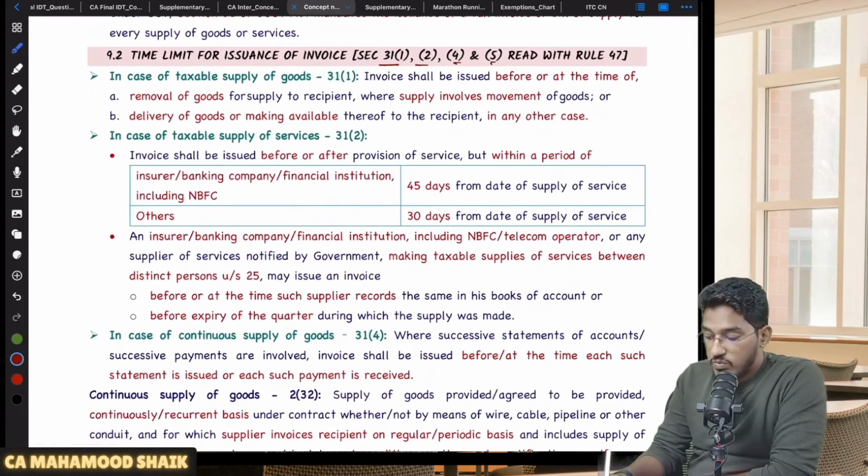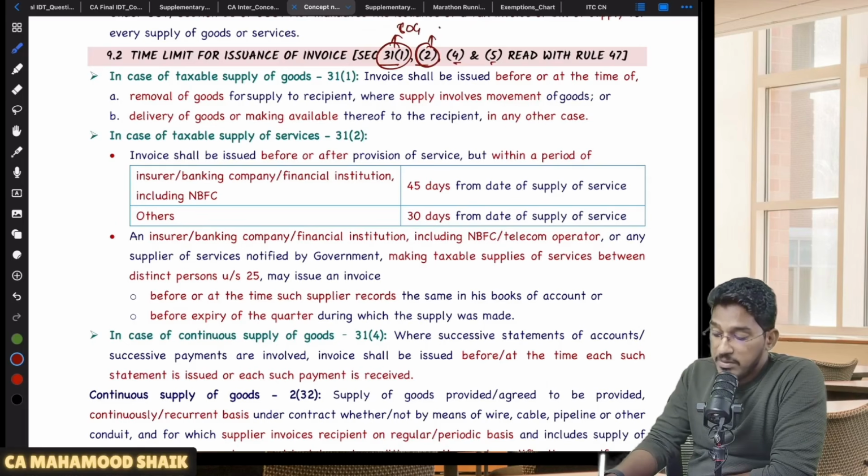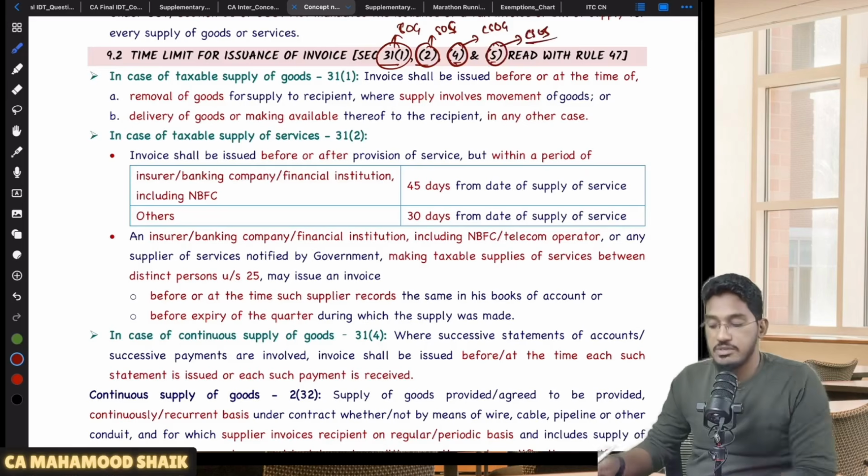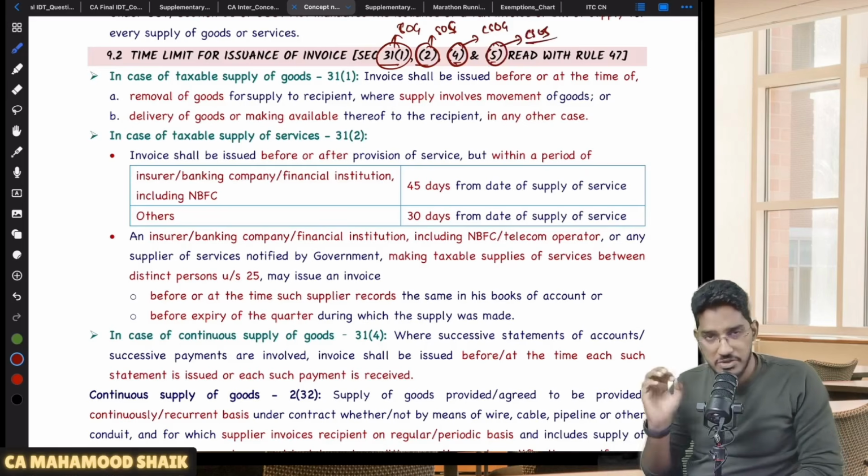So 31 subsection 1 is going to talk about what is the time limit for issuance of invoice in the case of supply of goods. 31 subsection 2 will talk about what is the time limit for issuance of invoice in the case of supply of services. Subsection 4 will talk about the time limit for issuance of invoice in case of continuous supply of goods. Subsection 6 will talk about the time limit for issuance of invoice in case of continuous supply of services. So these time limits you have to remember.